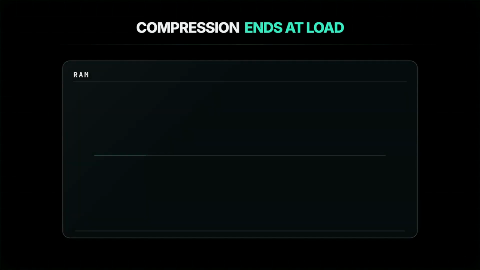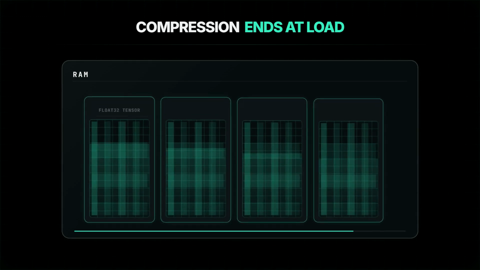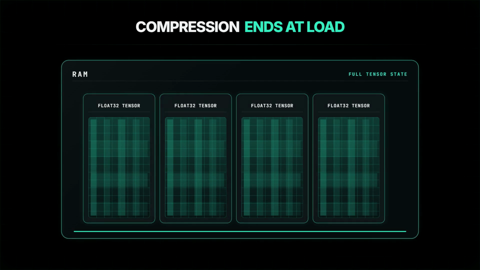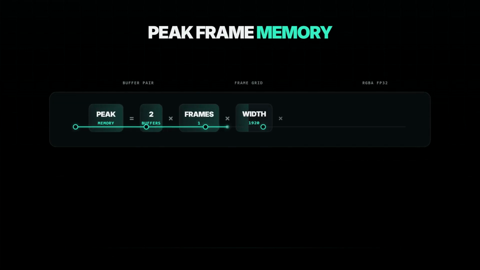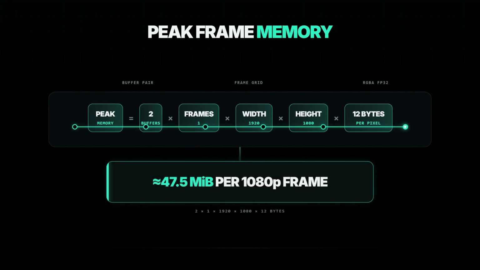Inside that old branch, the entire video was materialized as float32 tensors. This was not merely a queue of compressed packets, it was expanded frame data. The pull request estimated peak memory as twice the frame count times width times height times 12 bytes, about 47.5 MB for every 1080p frame.